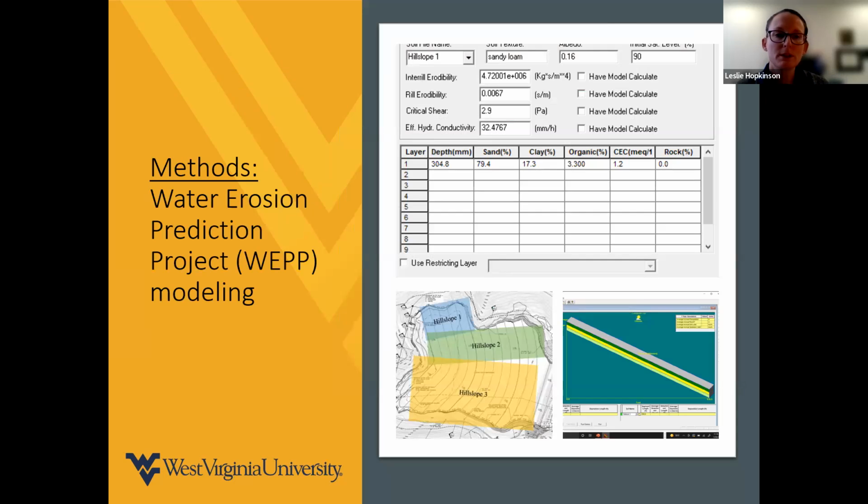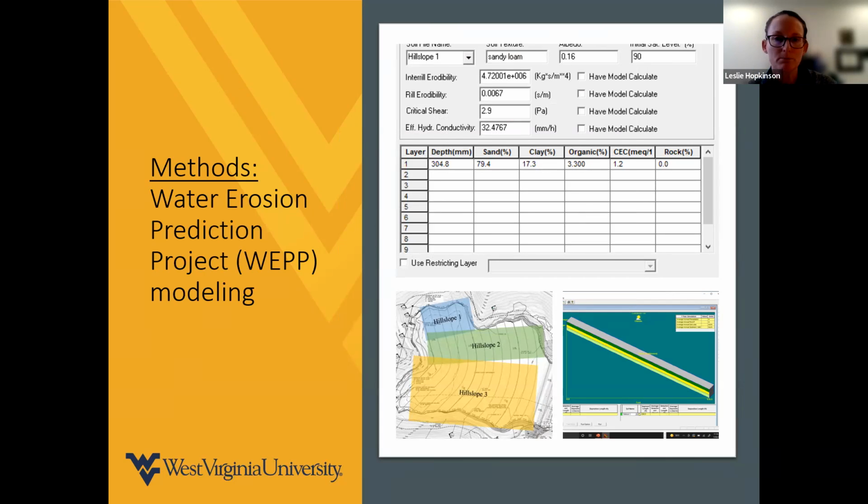Once we characterized the site, we did move forward with erosion prediction using the Water Erosion Prediction Project modeling system, otherwise known as WEPP. This is a process-based erosion prediction model. It requires soil information, management information, which is really related to the ground cover in our case, and hill slope information. And we modeled each hill slope as a uniform 2.4% slope.